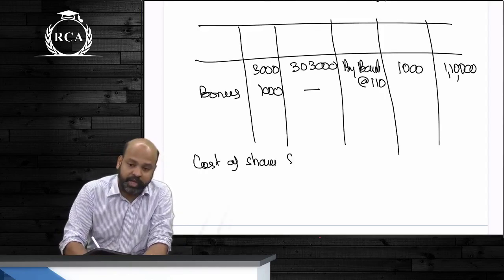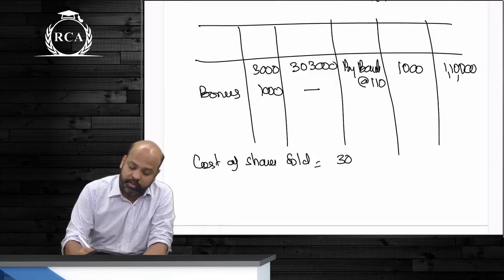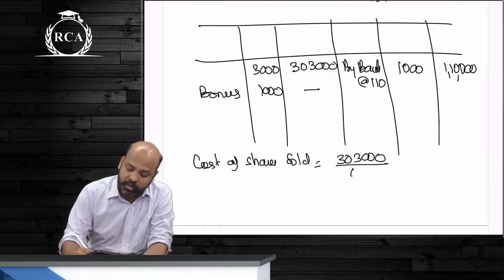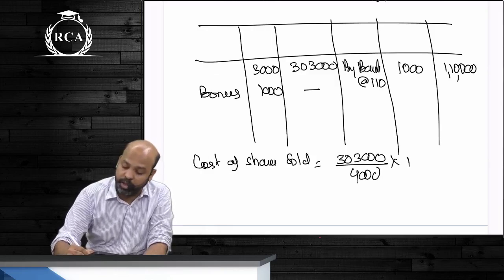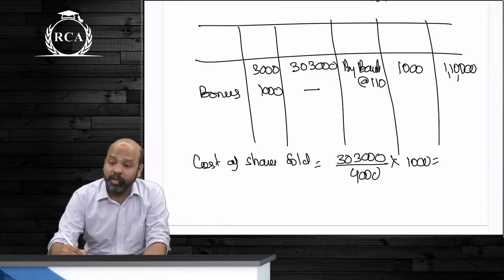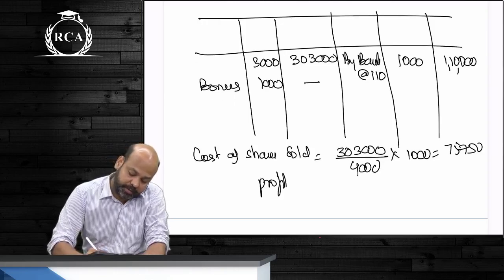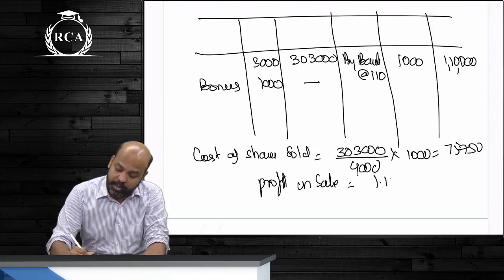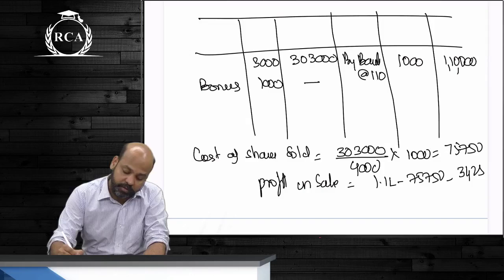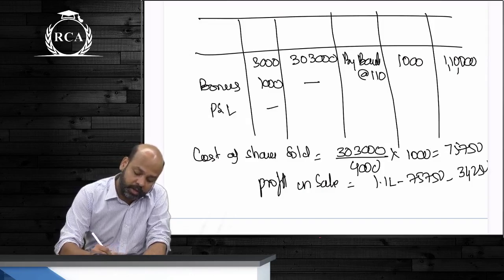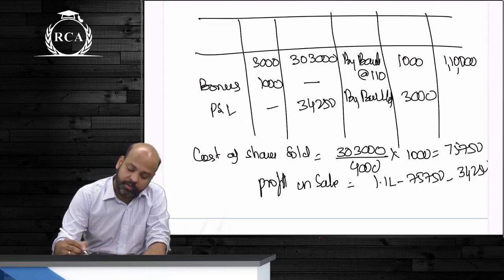Cost of shares sold guys, 3,03,000 will now become the cost of how many shares? 4,000 shares. We sold only 1,000 shares. 75,750. What is the profit on sale, guys? 1,10,000 minus 75,750 beta 34,250. What is your profit to be transferred beta? 34,250. By balance carried down, guys. कितने shares बच गए अपने पास? 3,000 shares. What is the carrying amount, guys?